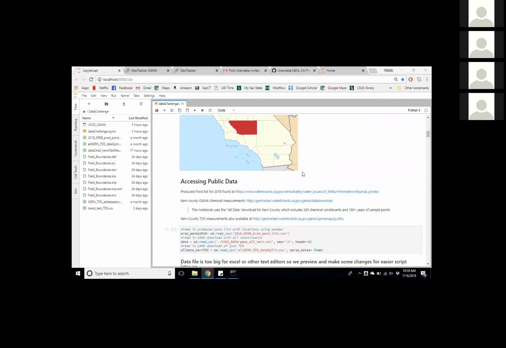The whole point of this data challenge is to use public data, so that's what I have done for my research. I accessed the Central Valley Regional Water Quality Control Board produced pond list for 2018. Michelle used APIs and direct fetch from her data sources, but for all of mine, I directly downloaded them manually and read them in through Python script. The produced ponds were located through the Central Valley Regional Water Quality Control Board, and then the TDS measurements were located through two different state water resources.